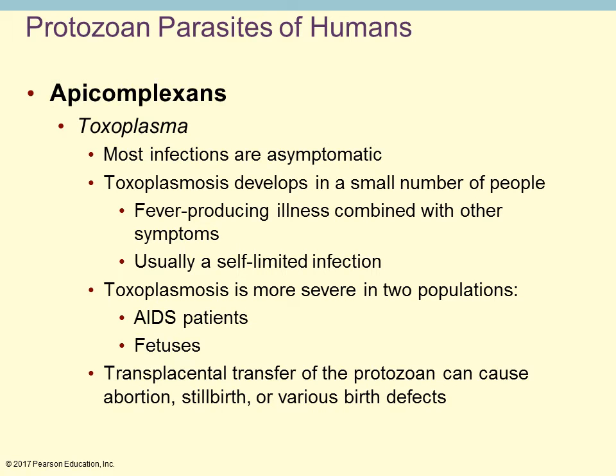Most infections are going to be asymptomatic, especially in a healthy adult. Some people may show just a fever, and it's a self-limiting infection. There are two populations where this disease, toxoplasmosis, is going to be very severe. That is an AIDS patient, whose immune system is obviously compromised. The other one is a developing fetus. The protozoan can cross the placental barrier, and in a developing fetus can cause abortions, stillbirth, or other catastrophic birth defects.